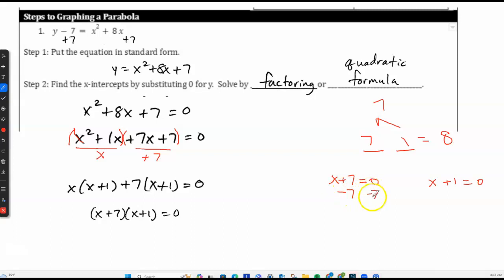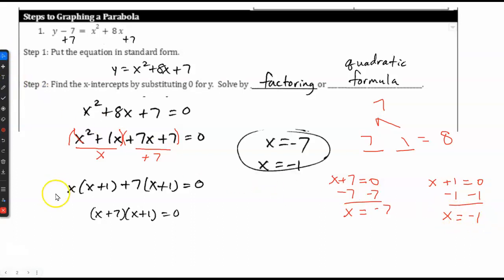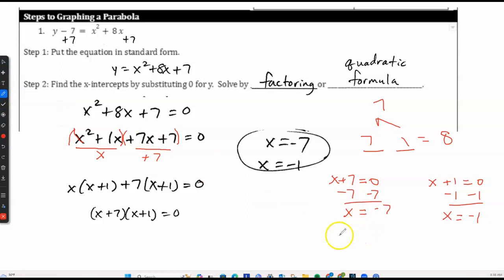Subtract 7, just like we did when we learned these the first time. x equals -7. Minus 1, x equals -1. So there we go. x equals -7 and x equals -1. We should write these as ordered pairs this time because we are going to graph it. So (-7, 0) and (-1, 0). All right, so that's step 2. We're going to come back for those in just a minute.